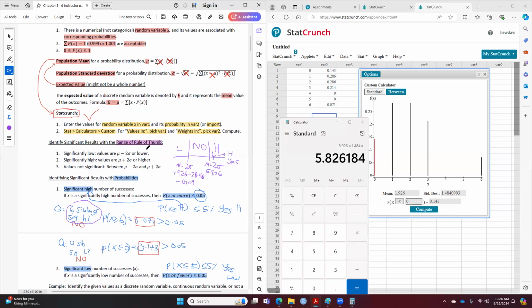Sometimes if you use the ratio rule of thumb, the answer is a little bit off. Like here, as I mentioned, if you use the ratio rule of thumb, 6 is outside this range. So your answer is yes. But then if you use the probability, your answer is no.